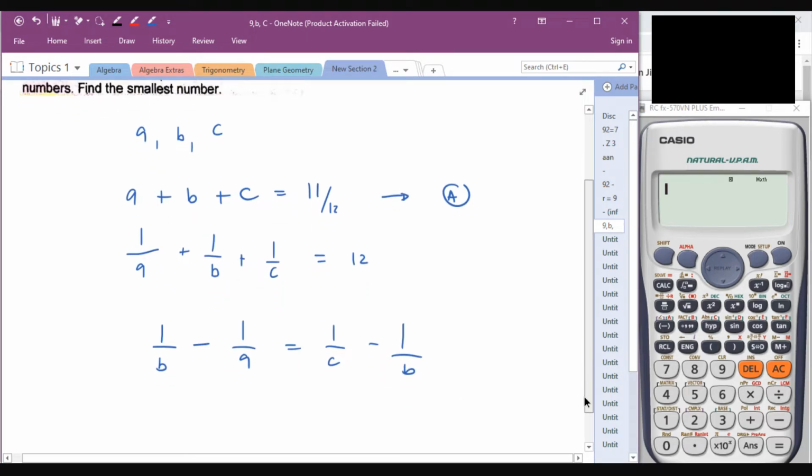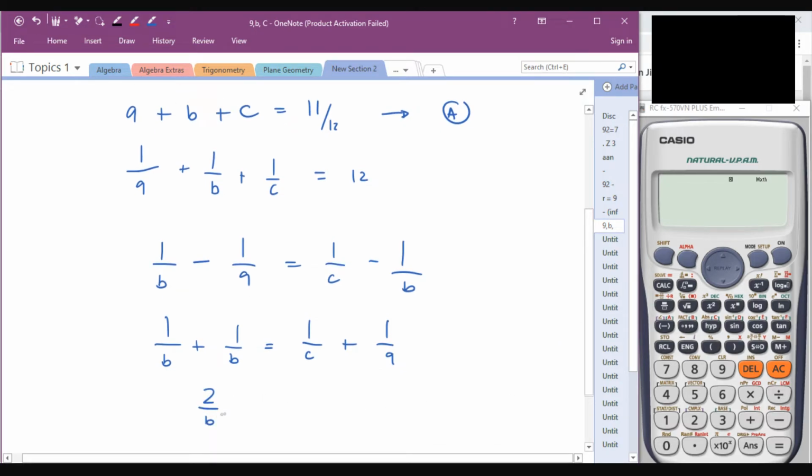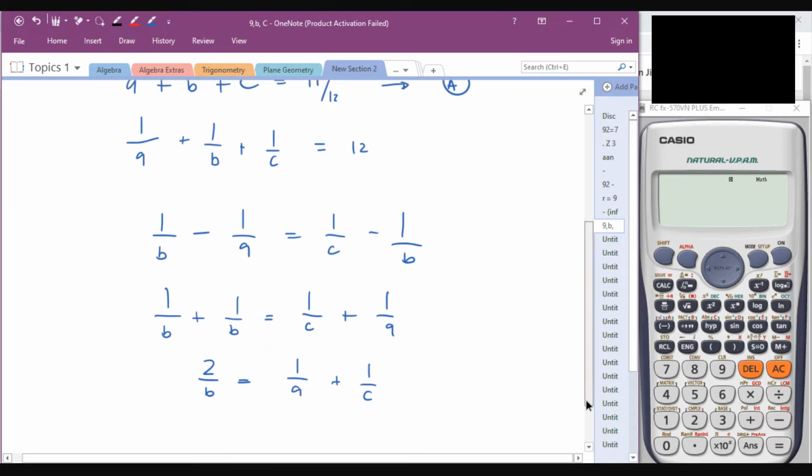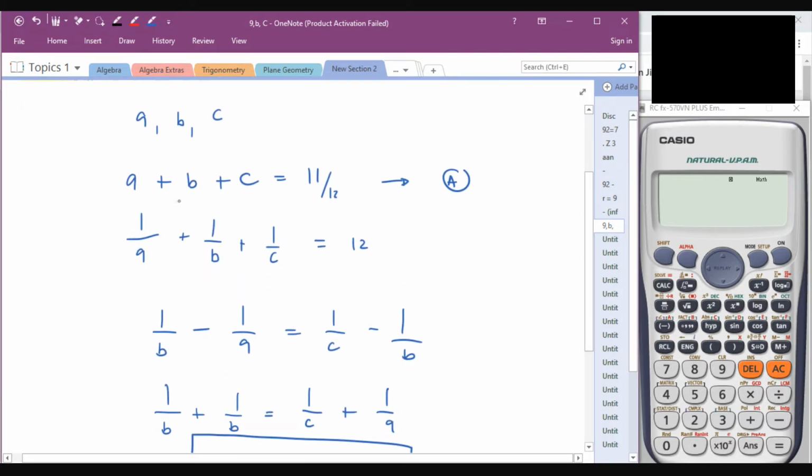Pwedeng gawin natin to. Ngayon, pag sama-samahin natin yung magkakaparehas, yung magkakamukha, so yung parehong may B. So, 1 over B plus 1 over B equal to 1 over C plus 1 over A. Yan. So, we simplify. So, 2 over B is equal to 1 over A plus 1 over C. Okay? Meron tayo na form na another equation. So, we put this as equation C, okay, this is equation B.